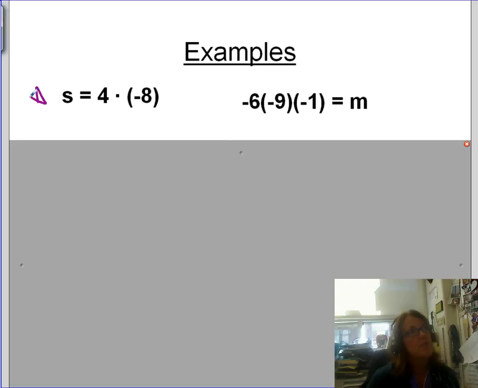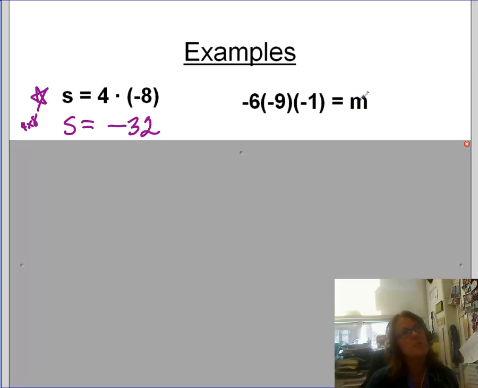Let's look at this first one right here. Now, I wrote these as kind of an algebraic equation. I said the variable s is equal to 4 times negative 8. So the first thing I want you to do is look at this and tell me positive or negative. Different signs, negative. Now, off to the side, just take 4 times 8 in your head to get the number value of your answer, knowing you already took care of the sign. There you go. s equals negative 32.